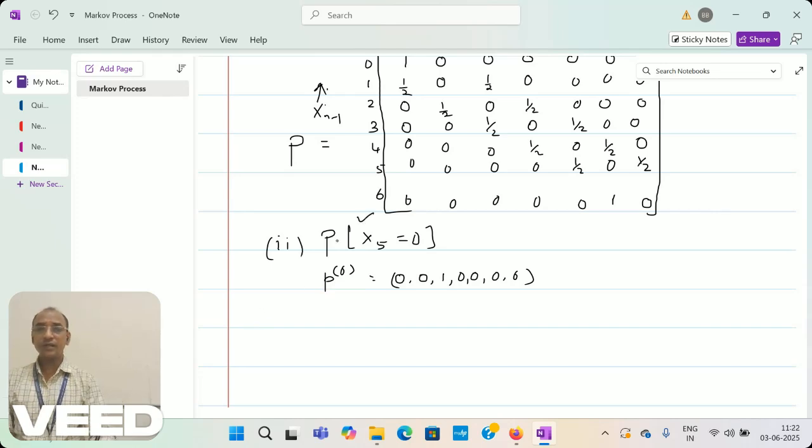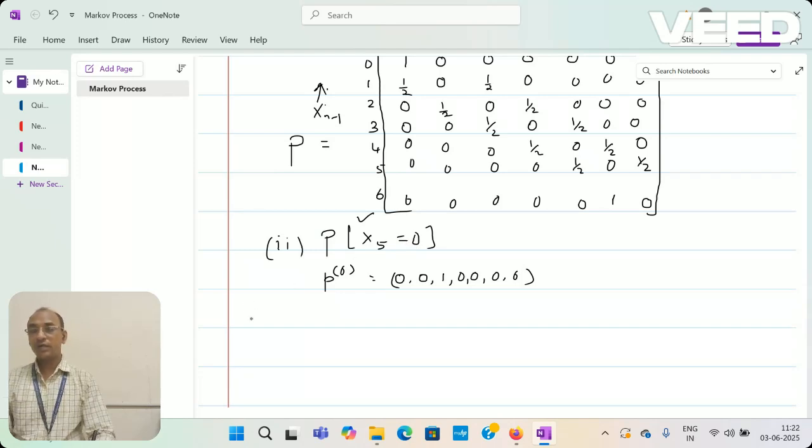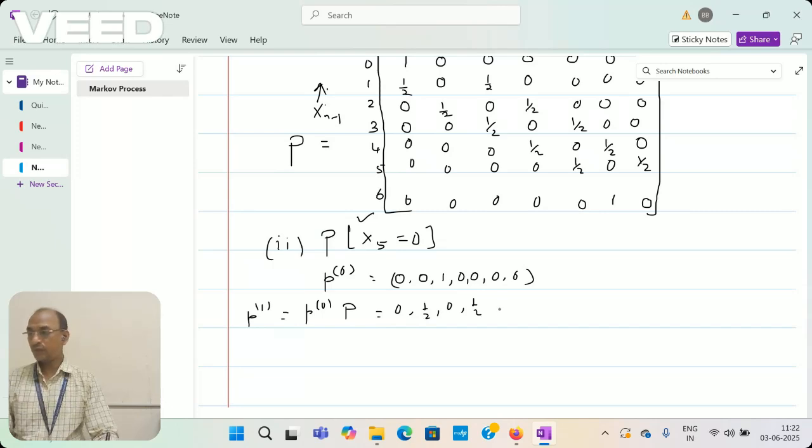So now what I want to do is, in order to find probability X5 equal to 0, that means the player will lose all money after 5 plays, I will first find P1. P1 means P0 into P. Capital P is this one, P0 you already know. And if you find the product of these two, what you will get is 0, half, 0, half, and then 0, 0. This will be your P1.